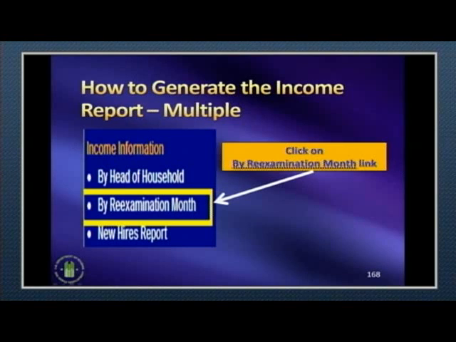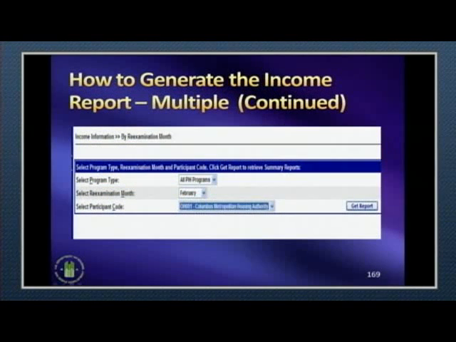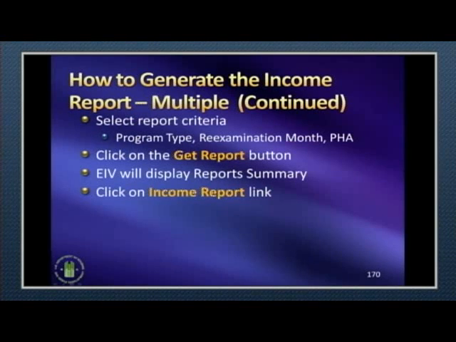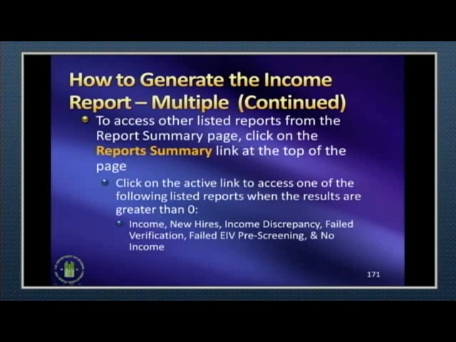And to access the by reexamination month or batch income reports, you will simply click on the by reexamination month link. Notice here that you will select your program type and reexamination month, and your housing authority code is already pre-populated, and you will click on the get report link. And basically, you will have access to anyone who shows up within the search criteria that you have, and you will click on the various links.